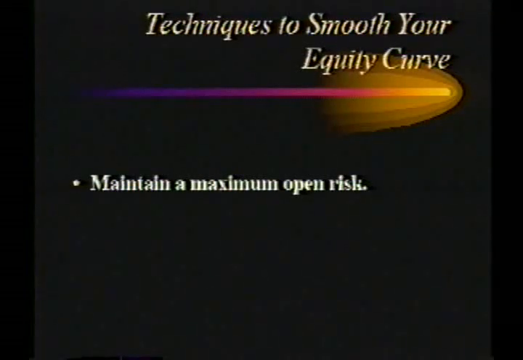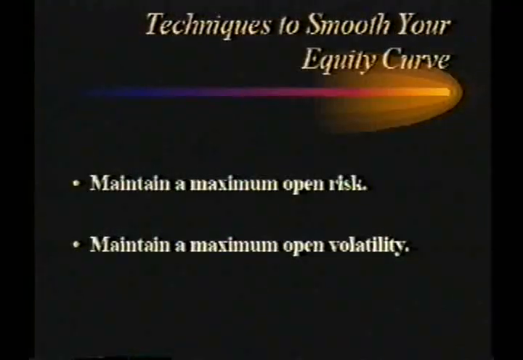Okay, so our next topic is how to smooth your equity curve. The idea here is not to go for maximum rates, but to make sure you're not getting so many up and down movements in your equity curve. These usually involve reducing your position sizing during the process of the trades. One idea is to maintain a maximum open risk. Another idea is to maintain a maximum open volatility. And a third would be to do some combination of those.